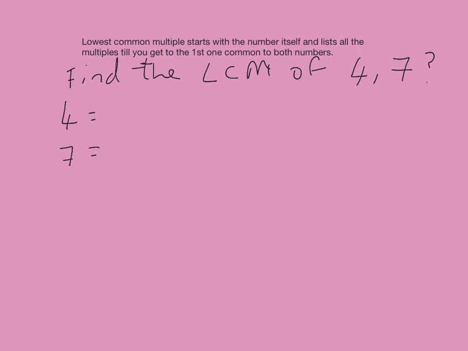So this section now is lowest common multiple. And lowest common multiple starts with the number itself and lists all the multiples till you get the first one common to both numbers. So for example, we have 4 and 7 here. So don't get confused with highest common factor and lowest common multiple. Multiple starts with the multiple itself. So 4 is the first one there, and 7 is the first one there.